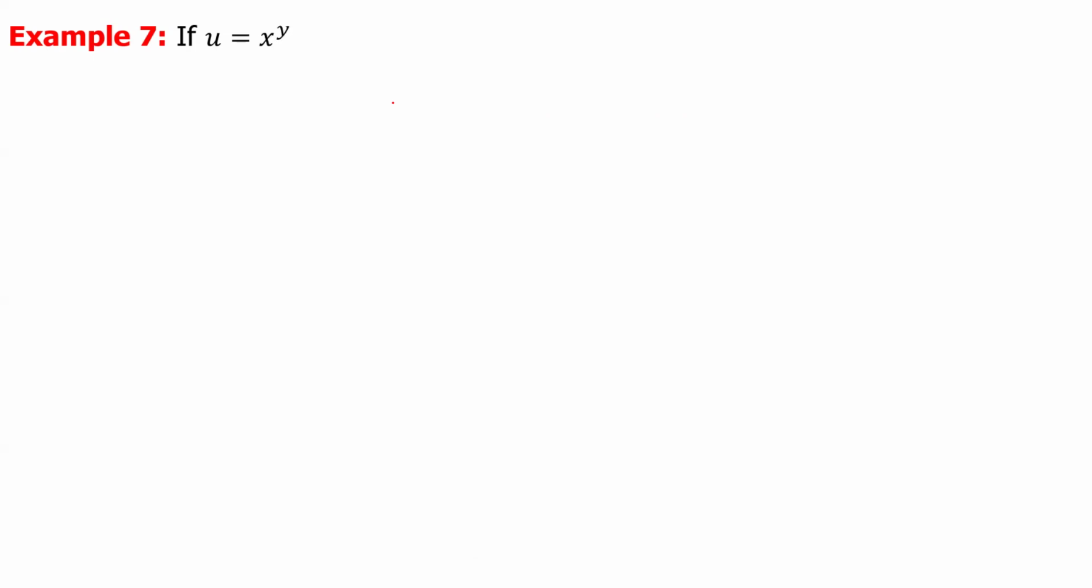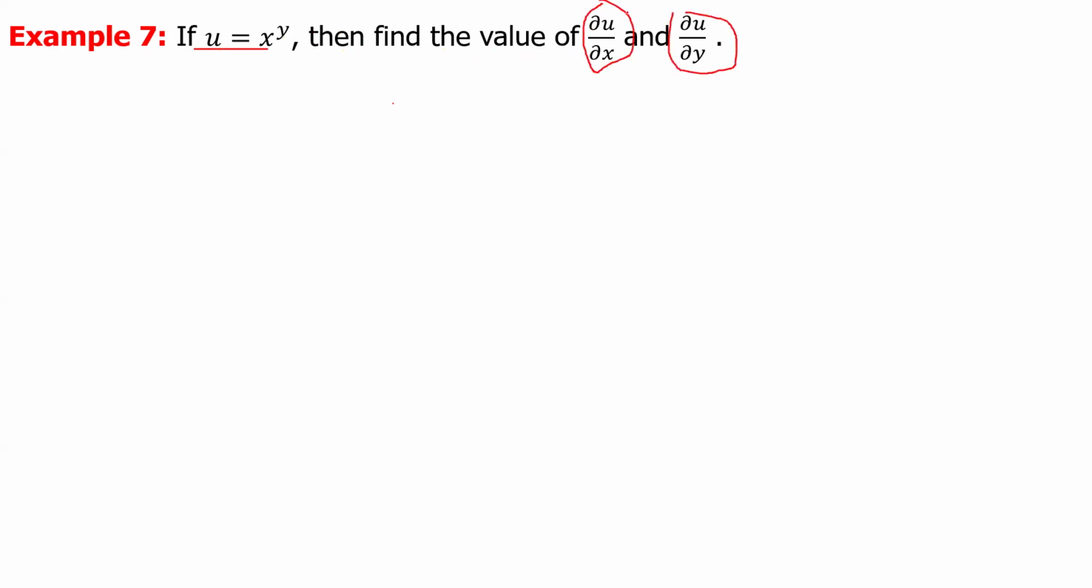In this lecture, we take one more example on partial differentiation. Question is, if u is equal to x to the power y, then find the value of del u del x and del u del y. Means partial derivative of u with respect to x and partial derivative of u with respect to y.